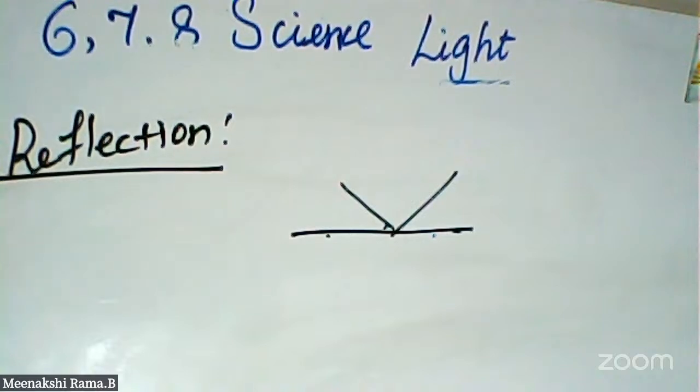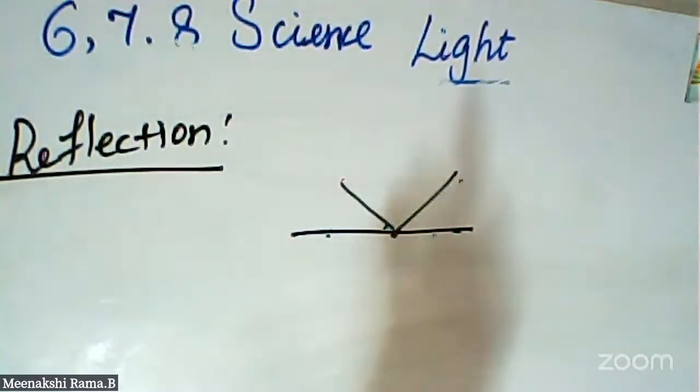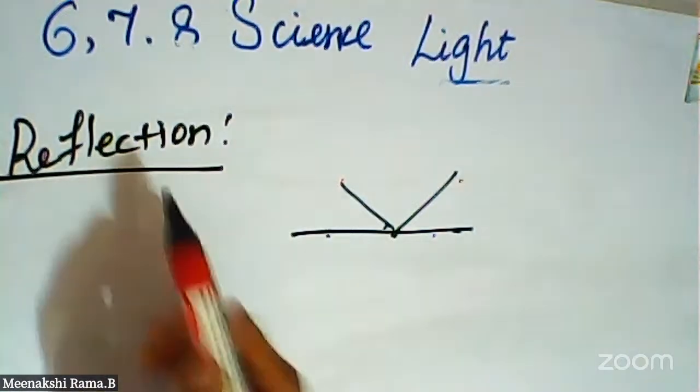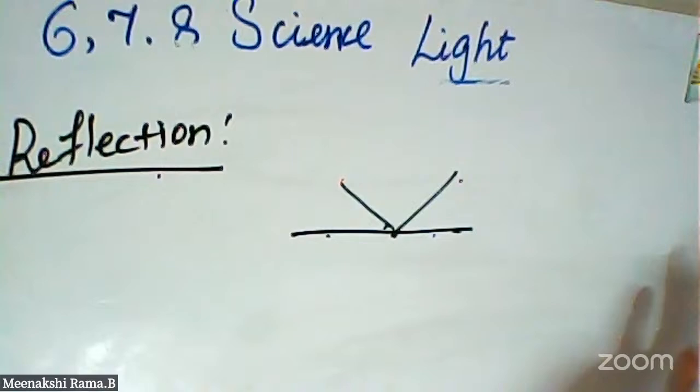Bouncing back means the light is passed on this area, and immediately it will be reflected into another part. So the bouncing back of the light rays that fall on a smooth and polished surface is called reflection. When the light is reflected, that is called reflection.